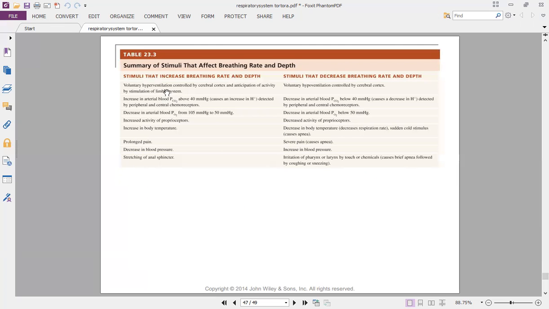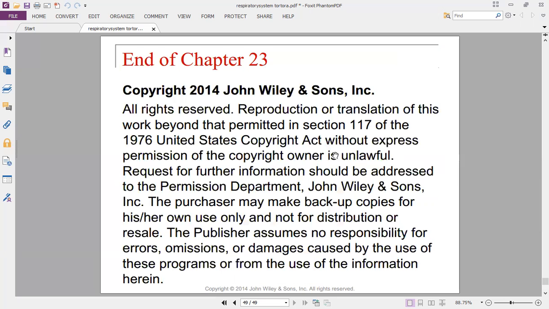This is a summary of the various stimuli that affect the rate and depth of breathing. This includes hyperventilation, it includes arterial blood pressure, and how various body temperature and activities of proprioceptors, pain, blood pressure, and stretching of the anal sphincter. All of these are stimuli that decrease the rate and depth of breathing. What do you mean by rate of breathing? Rate of breathing means how many breaths there are per minute, and depth of breathing means how deep you breathe. Either you could be taking shallow breaths or you could be taking deep breaths.